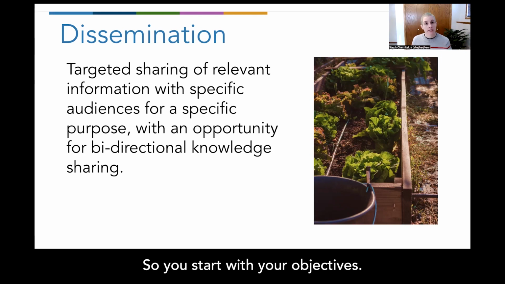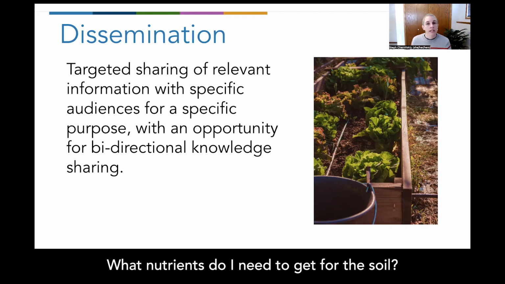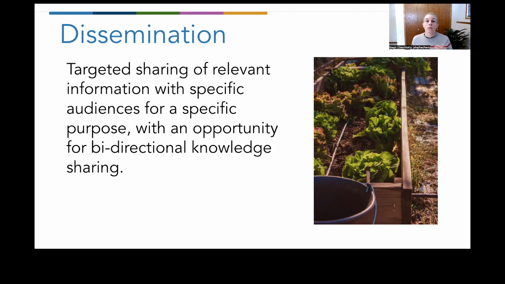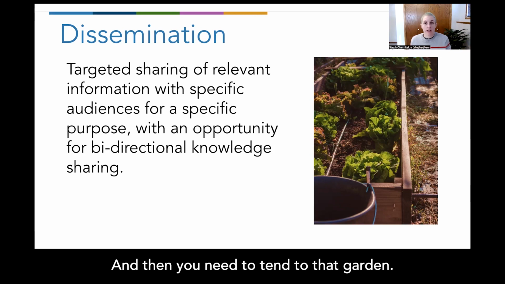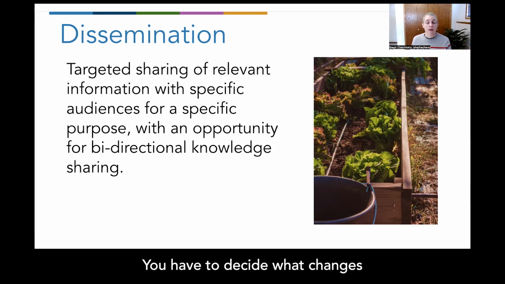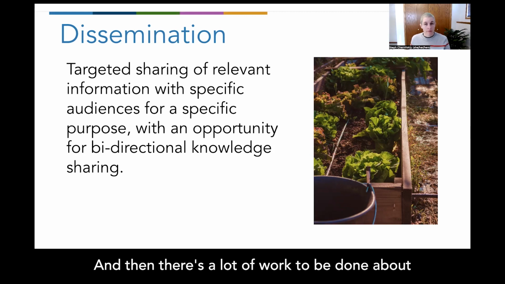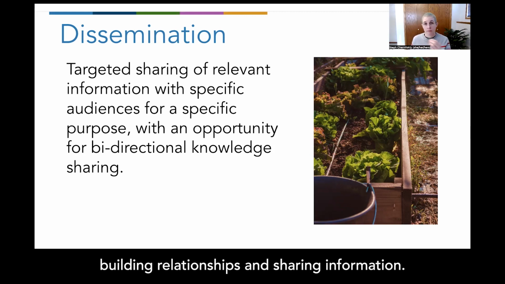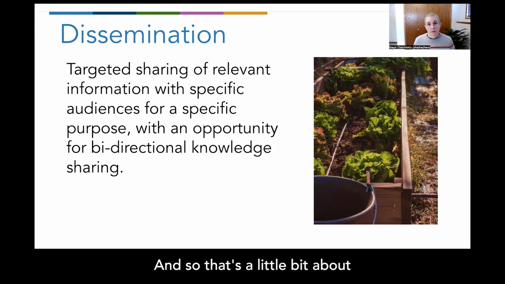So you start with your objectives. Why are you planting a garden? What are you hoping to grow? And then from there, you make decisions about where should the garden be planted? What nutrients do I need to get for the soil? And then you need to tend to that garden. And dissemination is very similar. You have to decide what changes are you trying to influence? Who are the players there? So like, what are you planting? And then there's a lot of work to be done about building relationships and sharing information. And so that's a little bit about why we want to develop a strategy for that at the beginning of the project.